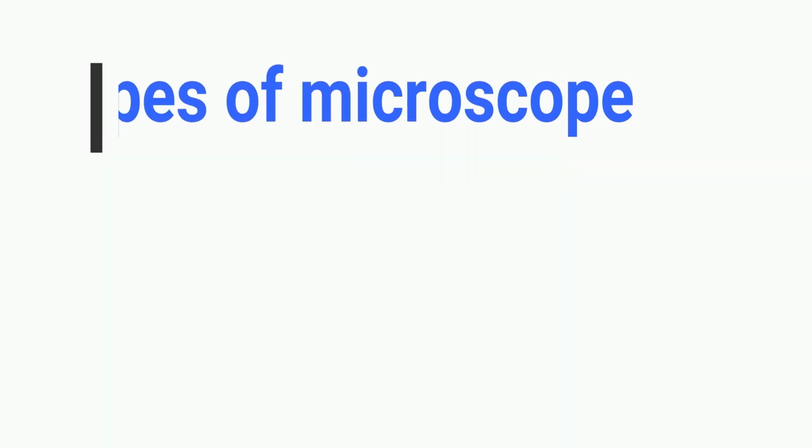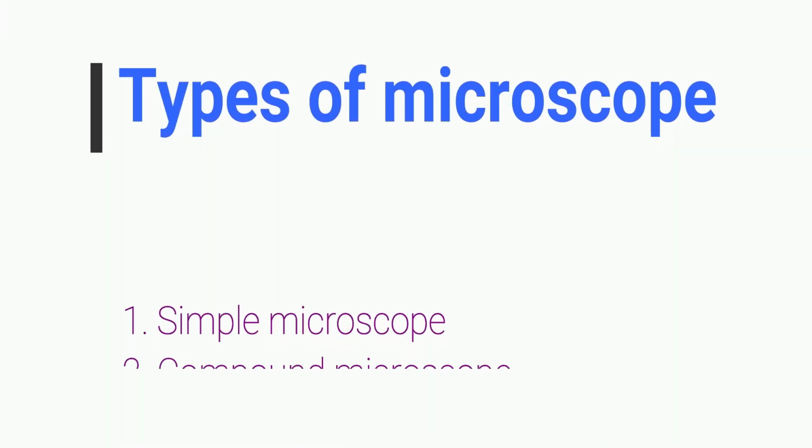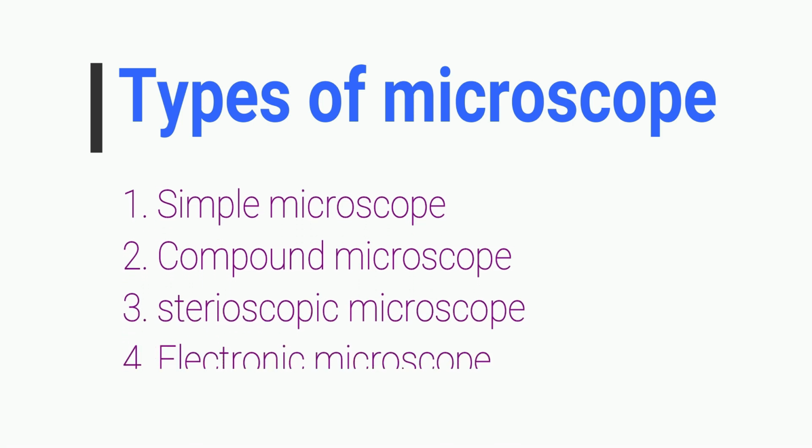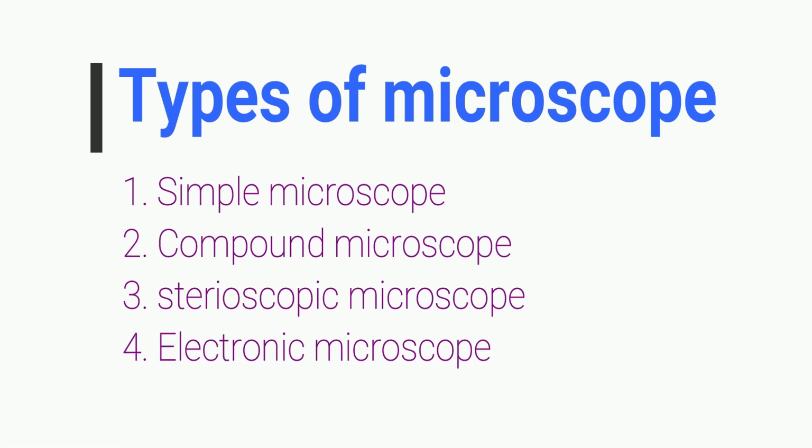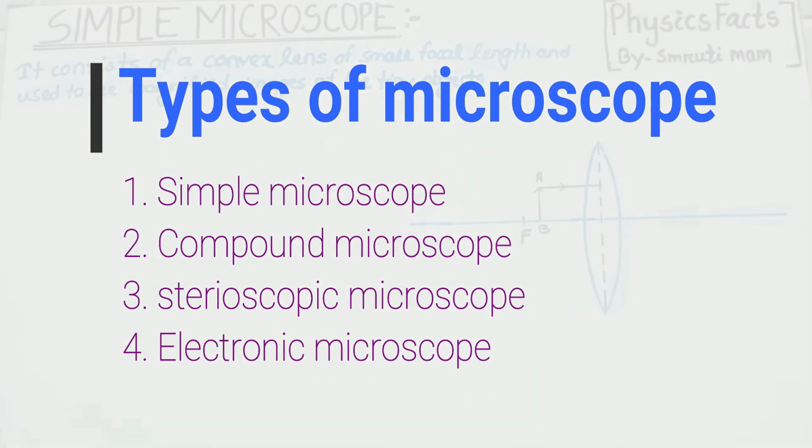Basically, microscopes are four types. The basic level of microscope, that is simple microscope. Then second one, professional research based microscope, that is compound microscope. Our binocular, that is the third type microscope, that is called as stereoscopic microscope. And the fourth one, electronic microscope. By the help of electronic microscope, we got million times of magnified image. So let's go through one by one.